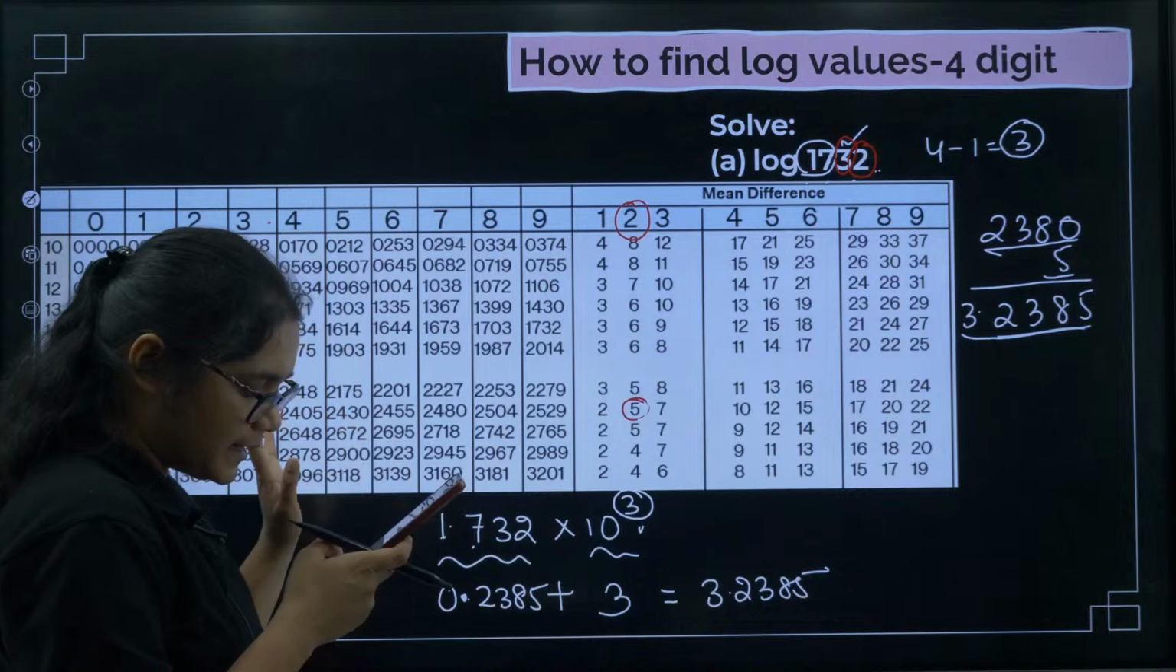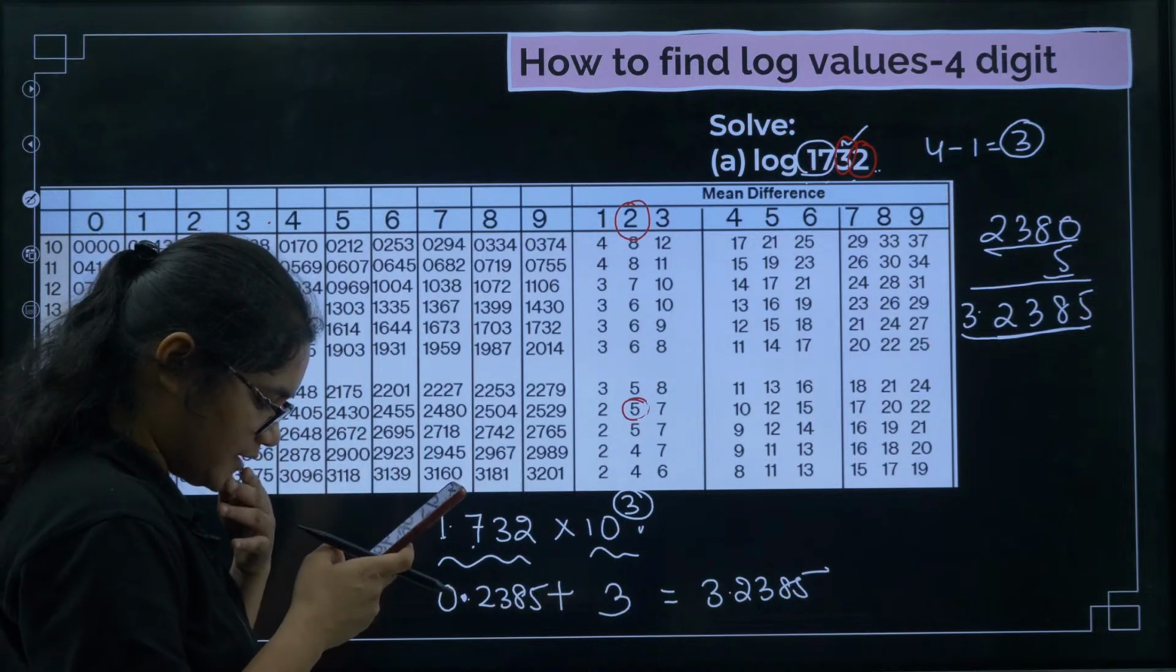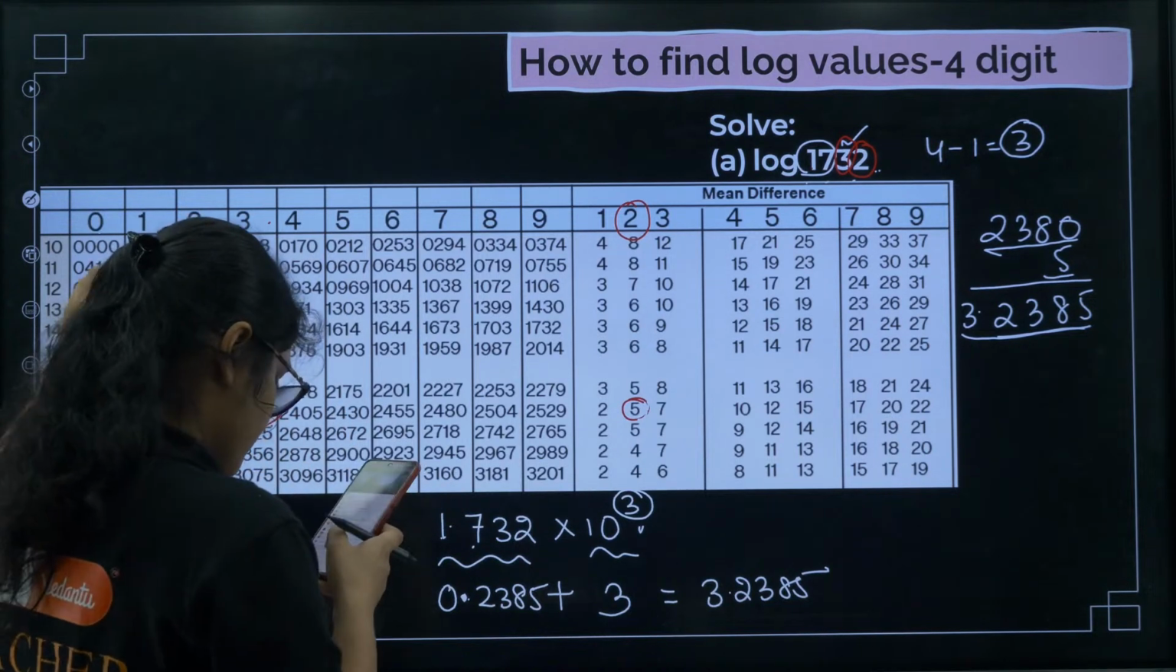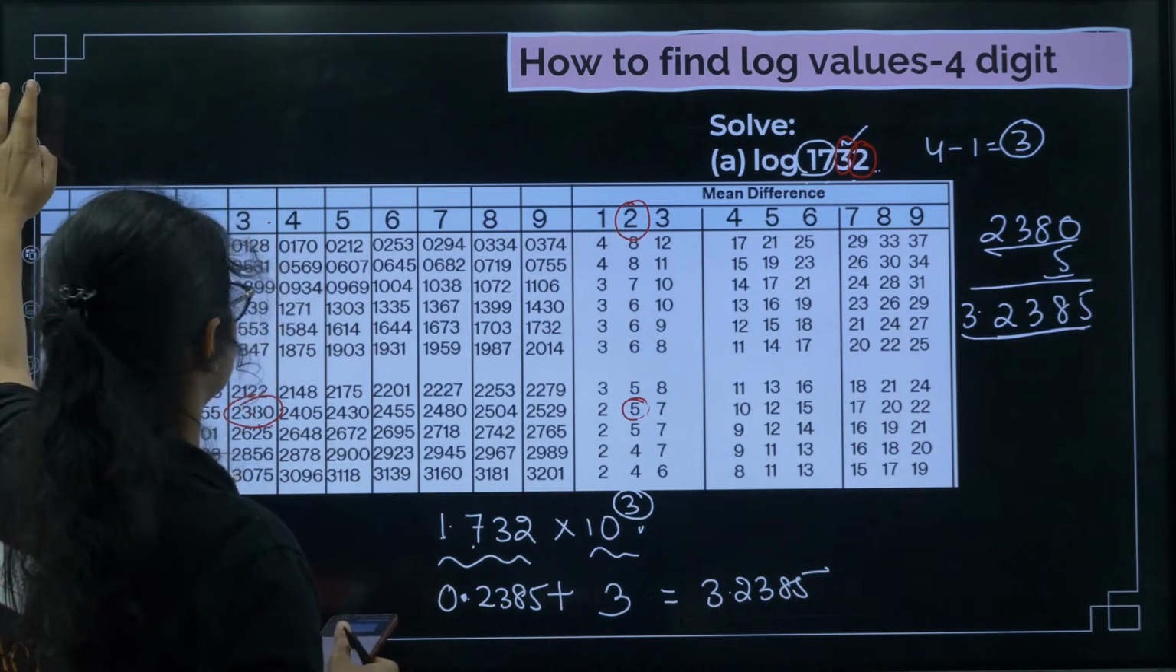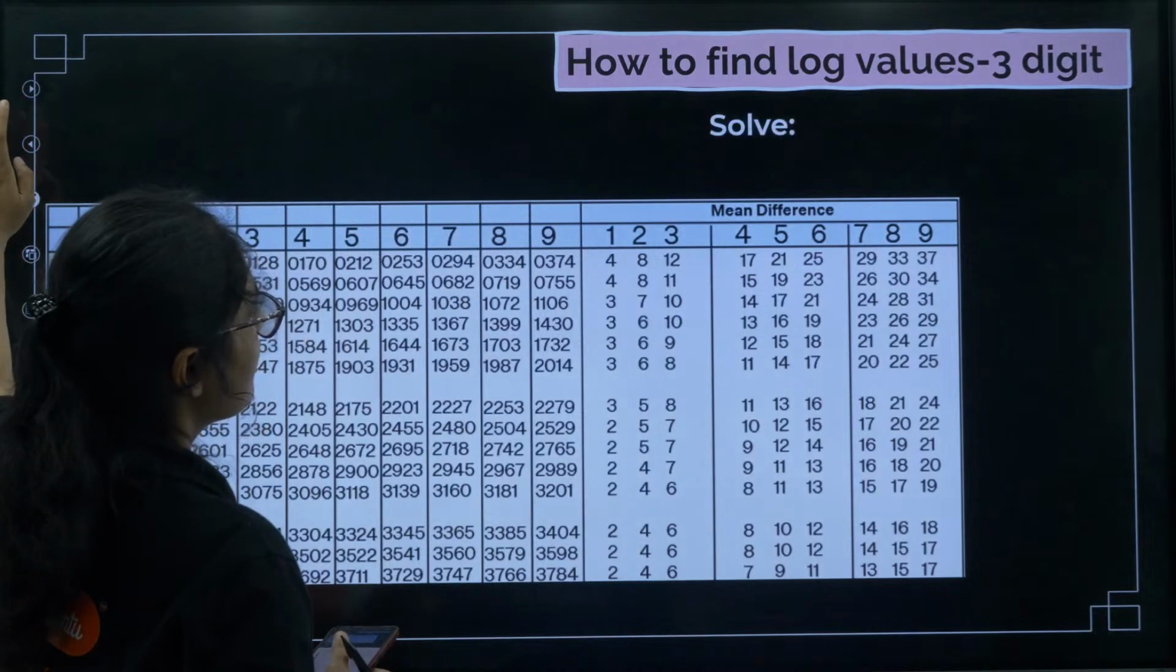Yes students, log and antilog both I will do. Ravi Prasad, both I will do. Please wait. Okay, I hope this is clear. Is this clear? Let's do the next one.